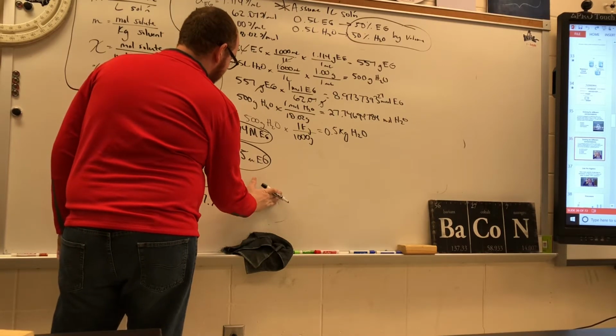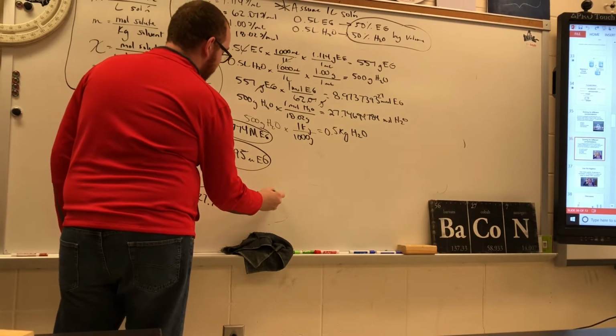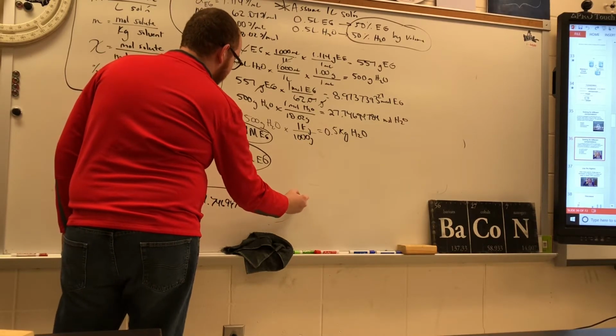So 2, 4, 2, 4. Well, it'd be another 4, because it's 4, rounded 3 up. 2, 4, 4, 3. That's the mole fraction of ethylene glycol.